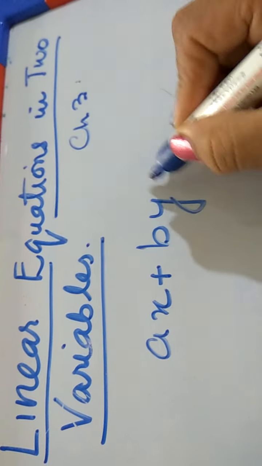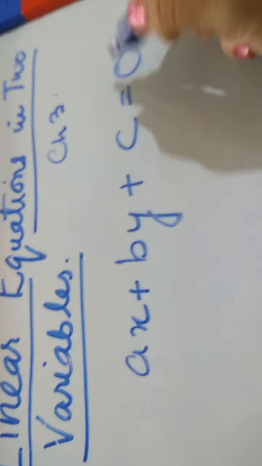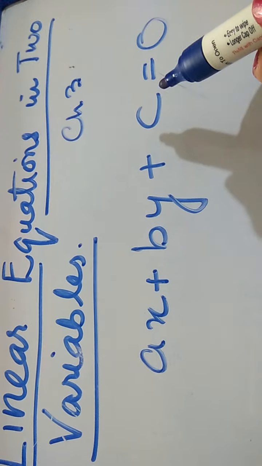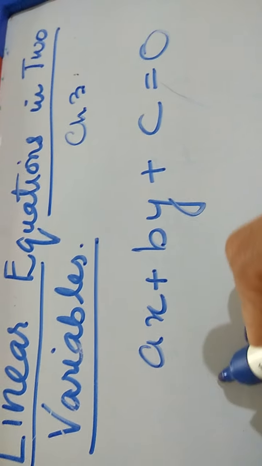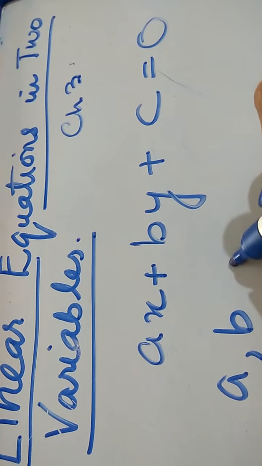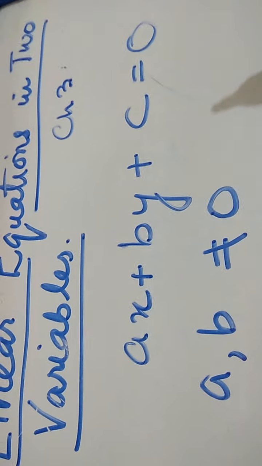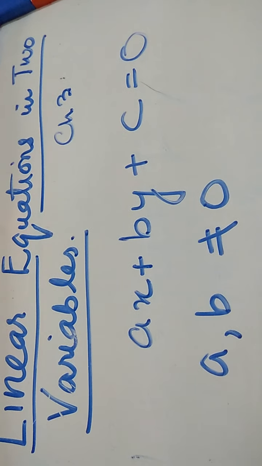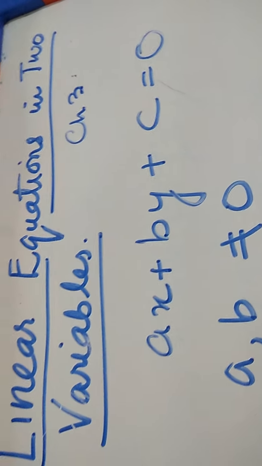It can be written as ax plus by plus c is equal to 0, where x and y are the two variables and a, b and c are the constants. And here a and b both should not be equal to 0, then only these two variables are valid. And a, b, c can be any integers or real numbers.